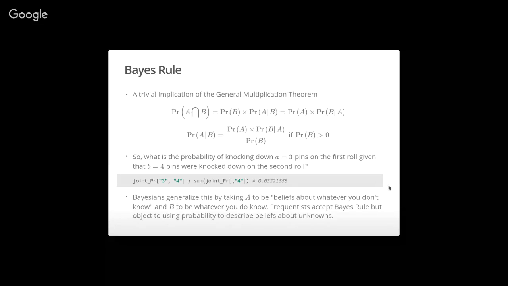So what really makes the great disagreement between frequentists and Bayesians is whether Bayesians should be allowed to use the vocabulary of probability and the mathematical properties of probability theory to describe their subjective beliefs about things they don't know. We're going to do that in this class.